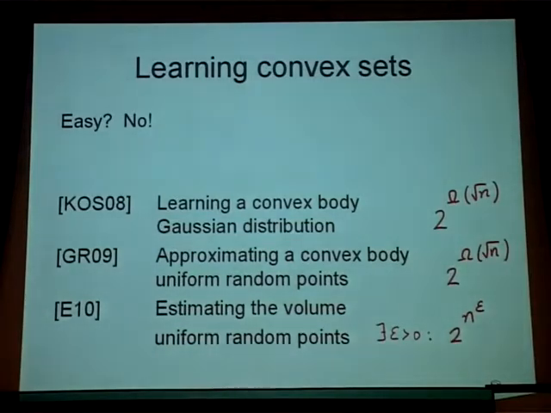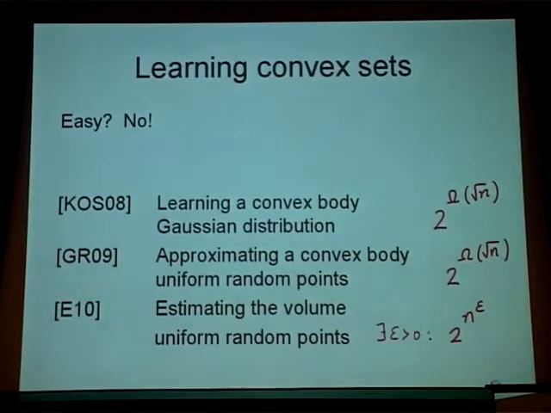And maybe most surprising in this line is a result by Eldan from earlier this year. It says, okay, in those two cases, the goal was to learn the set given random points. What if all you cared about was computing the volume given random points? Still, there exists an epsilon, the epsilon he proves is like 0.1, so that you need 2 to the n to the 0.1 random points before you can estimate the volume.